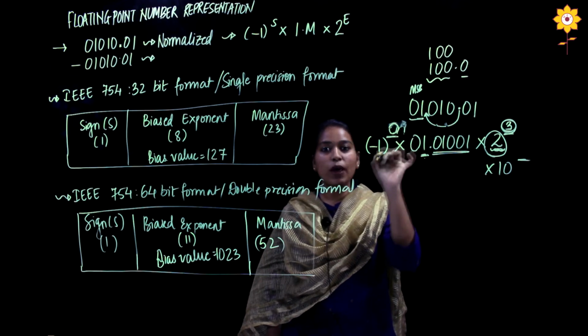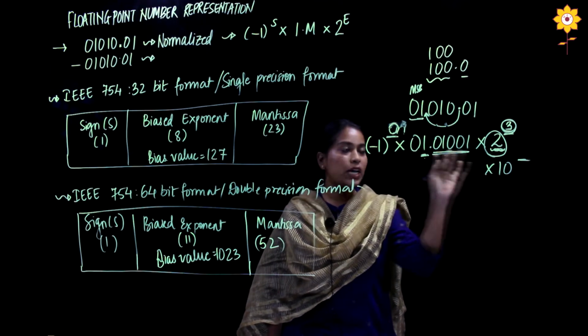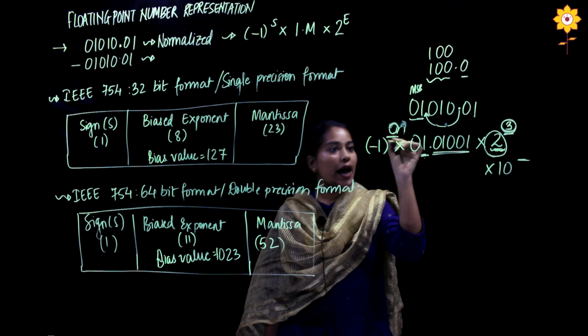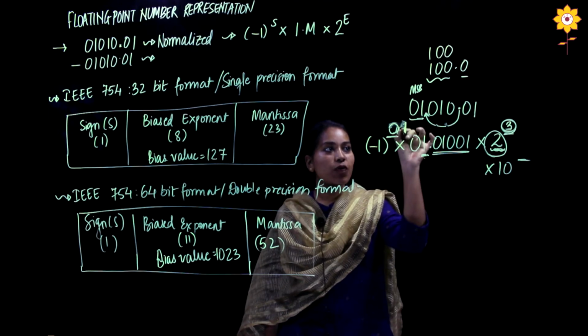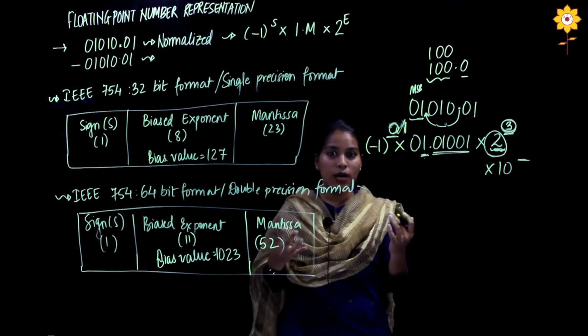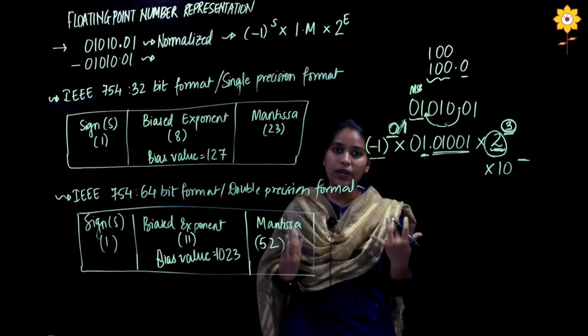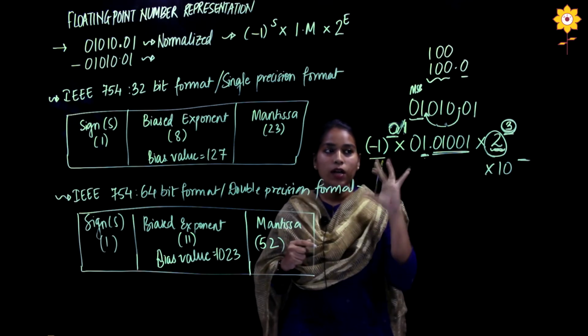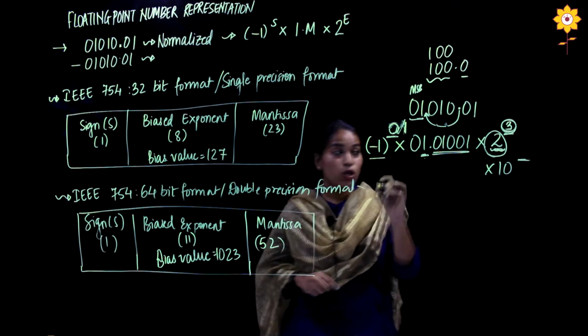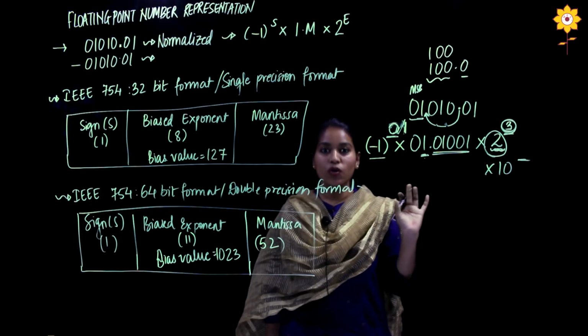If this is 0, anything raised to 0 becomes 1, so automatically the entire number becomes positive. And if we write -1 raised to 1, that makes this a -1 itself. So -1 multiplied with the entire number makes the number negative. So this is how the number is saved. This is called the normalization of the number.